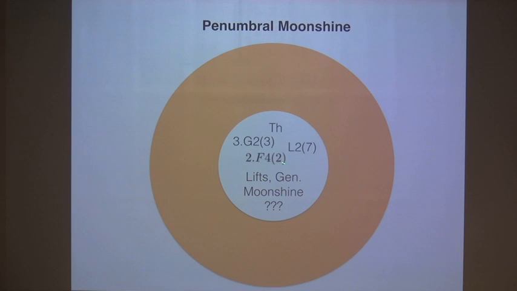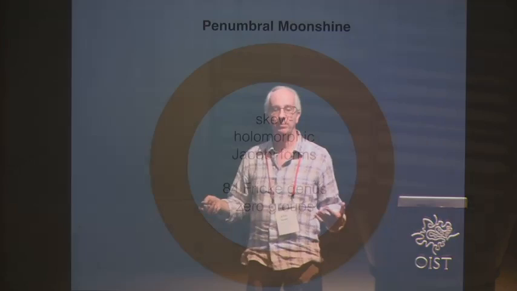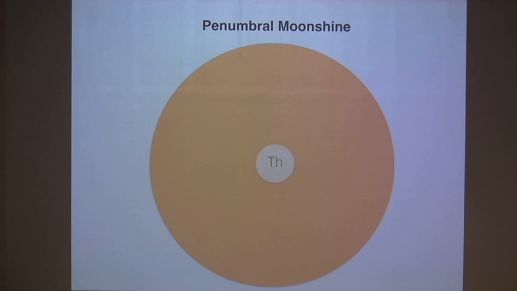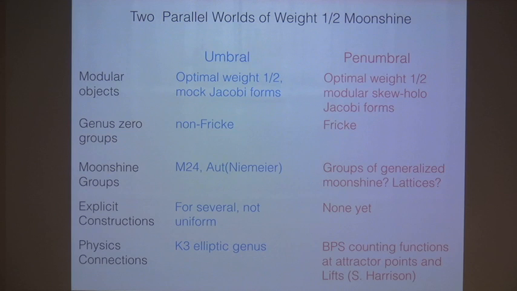We don't have a classification by Niemeier lattices or some other kind of lattices. But what we do have is the analog of the bigger picture that Miranda and John derived for umbral moonshine, that is a classification by genus zero groups, and a connection with what are called skew-holomorphic Jacobi forms. So we really have these two parallel worlds of moonshine, the umbral one and the penumbral one, and it involves these kind of parallel structures.